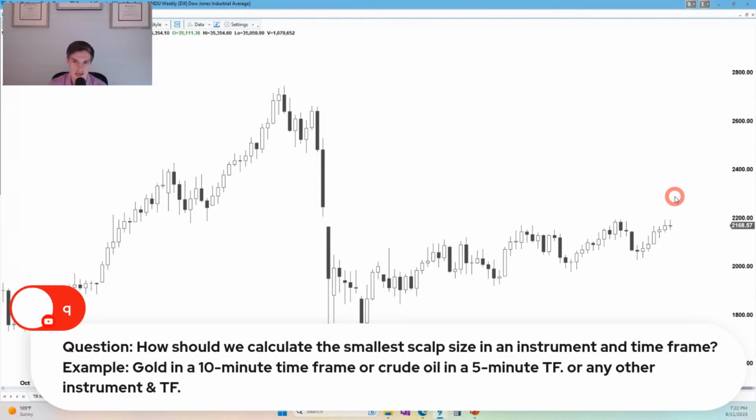So, question: how should we calculate the smallest scalp size in an instrument or time frame? For example, gold in a 10-minute time frame, or crude oil in a 5-minute time frame, or any other instrument or time frame.